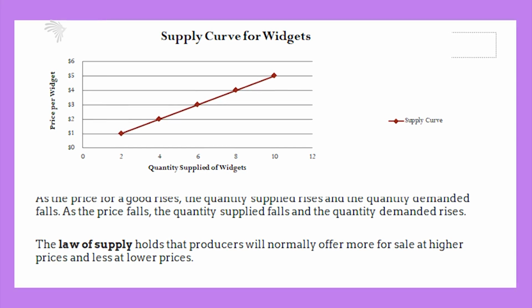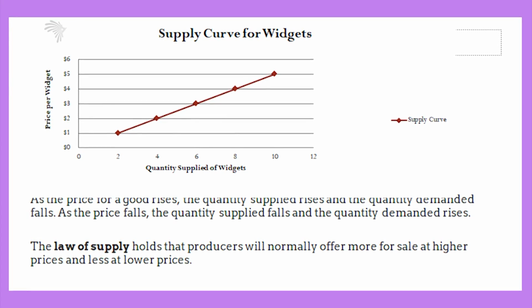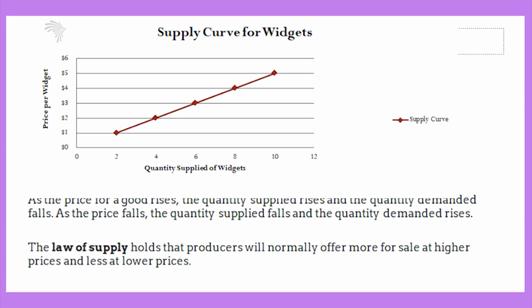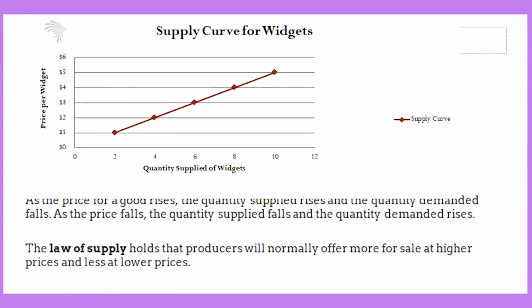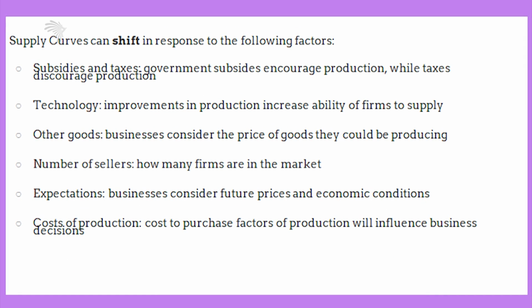So now let's turn to the law of supply. The law of supply says that producers will normally offer more of a good for sale at a higher price and less of a good at a lower price. Like the demand curve, the supply curve can also shift in response to the following factors.